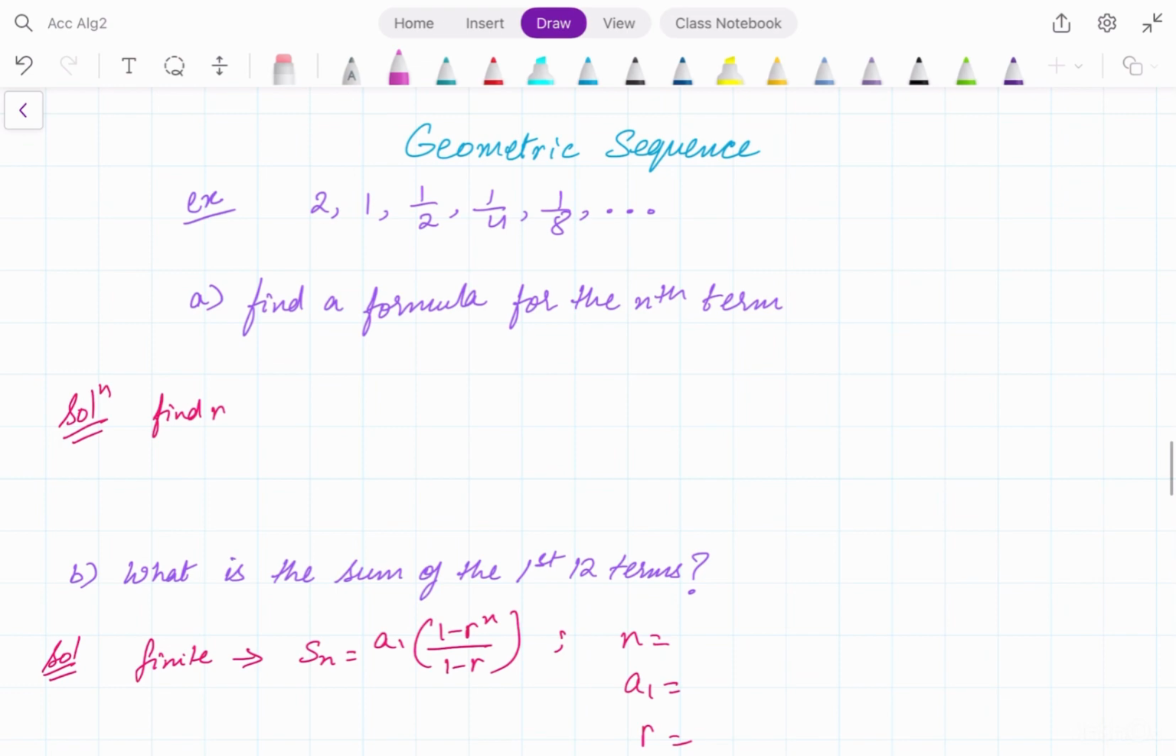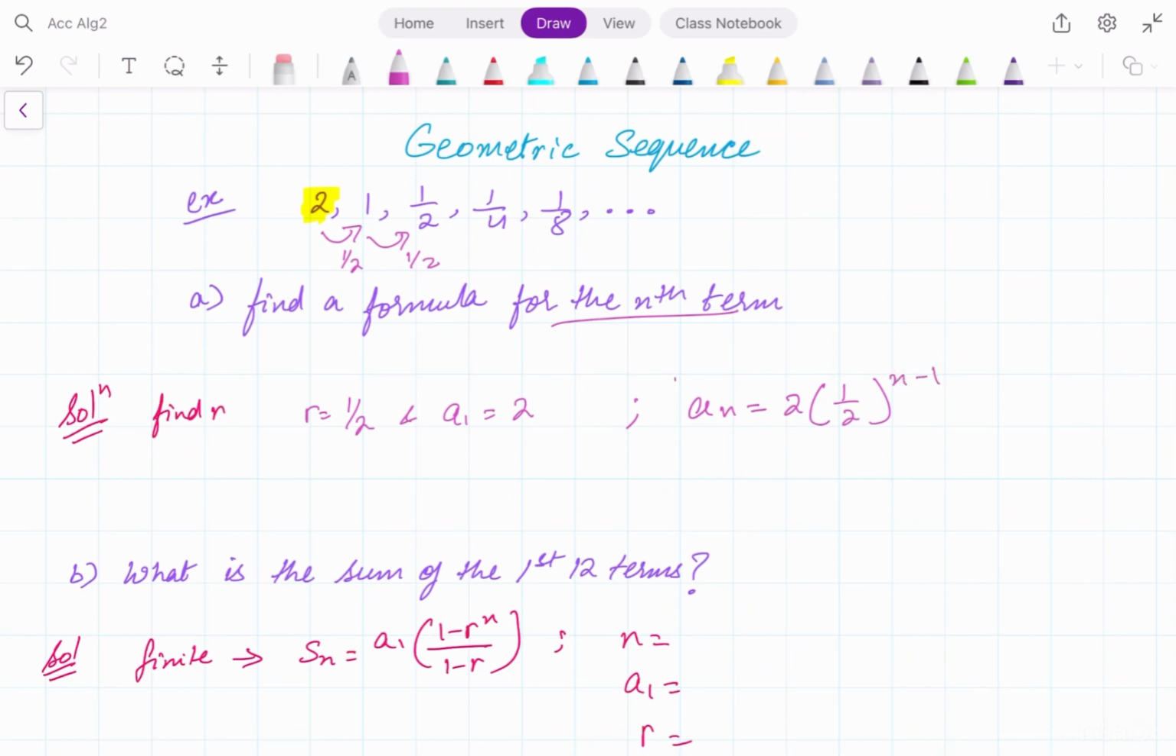Now, geometric sequence. Let's try. The first question asks to find the nth term. So we need to calculate r first. If you look at the pattern, r is 1/2. So I can say r is equal to 1/2, and a1 is 2 because we are starting with 2. After that, we need to find the nth term. So I can say an is equal to 2 times 1/2 to the power of n minus 1.